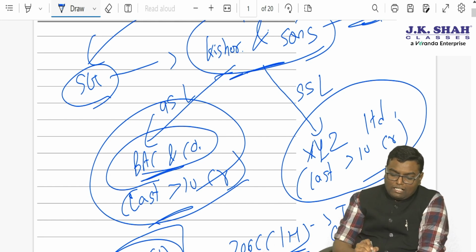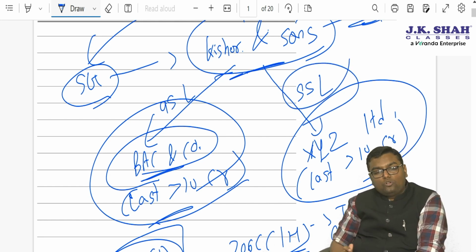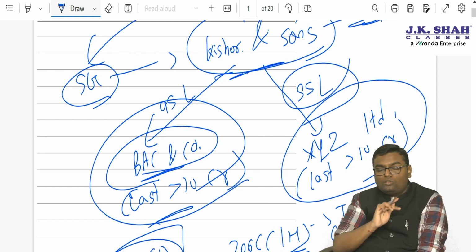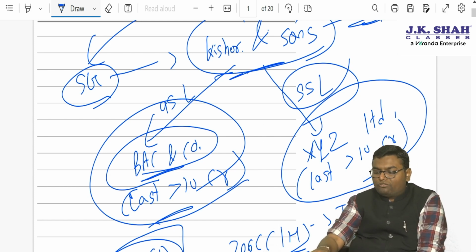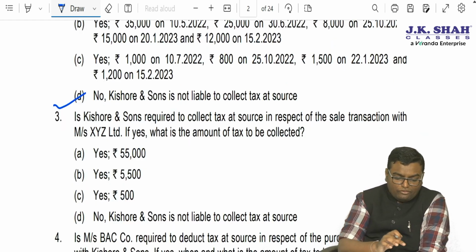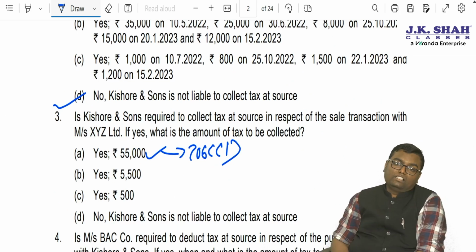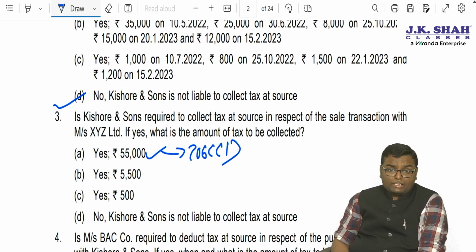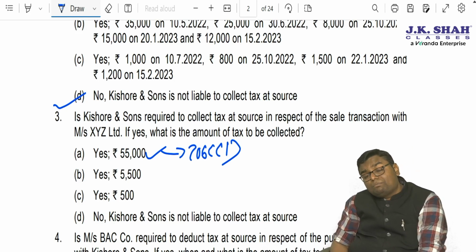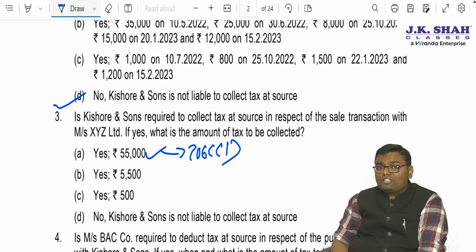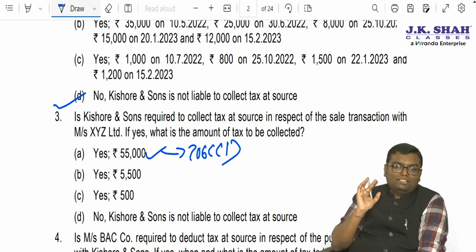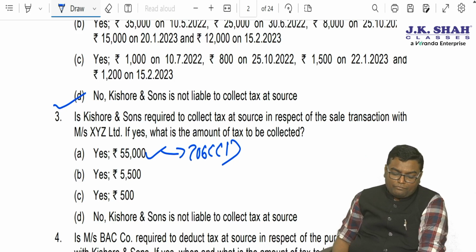So here, while selling 55 lakh rupees of coal to XYZ Limited, Kishore and Sons will collect TCS at the rate of 1%. So 55 lakh into 1%, the TCS to be collected is 55,000. The section will be 206C clause 1. But please remember over here, clause 1H will not apply. And why does clause 1 apply? Because XYZ Limited is not using it for producing electricity. That's why we collected TCS.